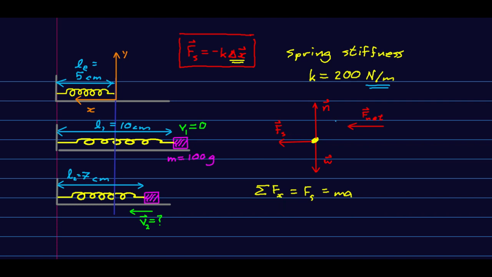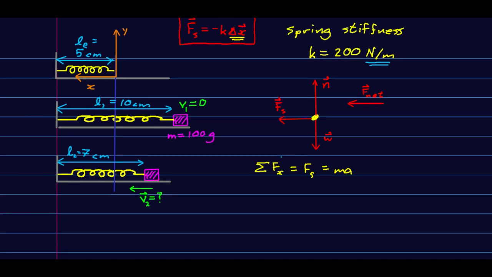Who cares about the normal and the weight? Let's say this is an air puck or something so that we don't have to worry about friction. The normal and weight are just going to cancel. All we care about is the sum of our forces in the x direction. And I have set x positive to the left because that's the direction all our leftward vectors are.